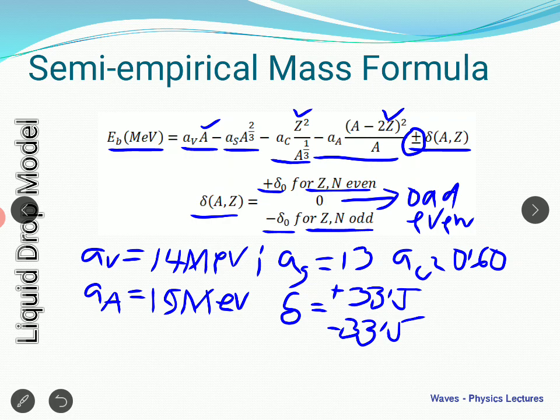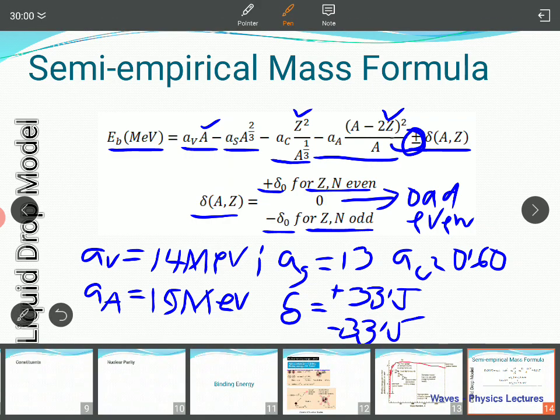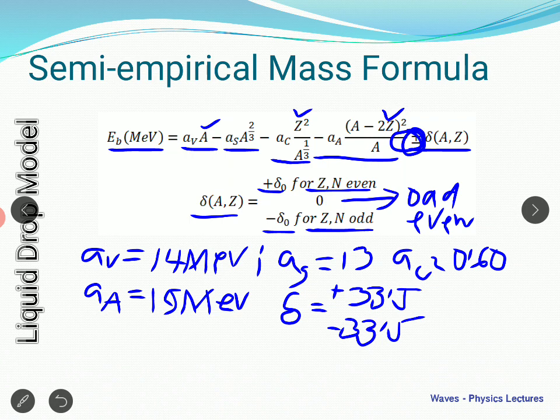So please remember, this particular sign will actually depend on whether Z and N are even or Z and N are odd, and the sign of delta naught will be different here. If it is an odd nuclear system, this will actually have a negative sign there. This is for odd, and this is for even. And finally you can check the answer. So that's your semi-empirical mass formula.